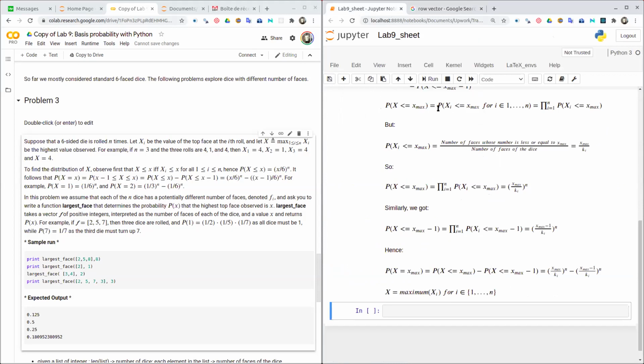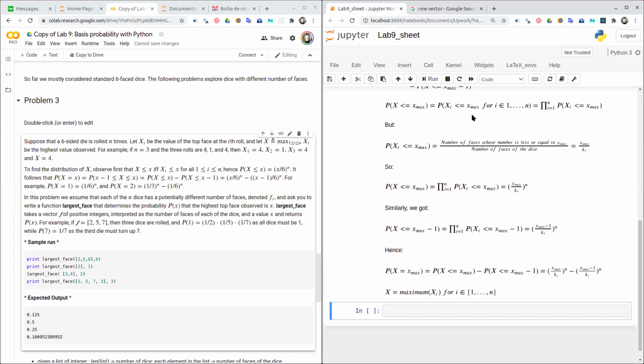So here, this is the probability that X is less than or equal to x max for i in range 1 to n. It means the probability of X1 less than or equal to x max, and the probability of X2 less than or equal to x max, up to the probability of Xn less than or equal to x max, n times.